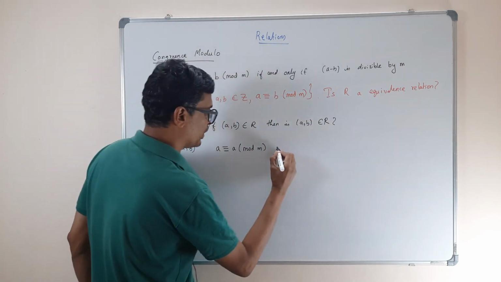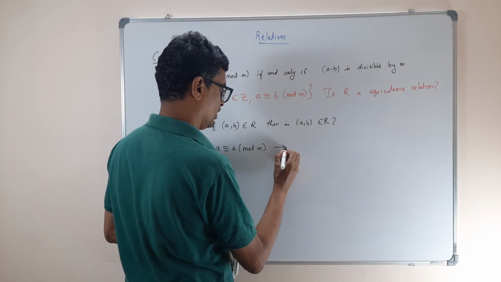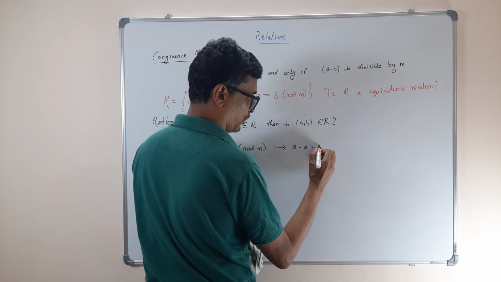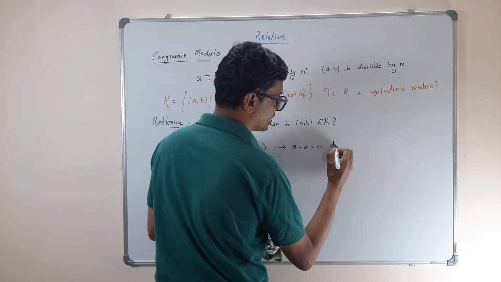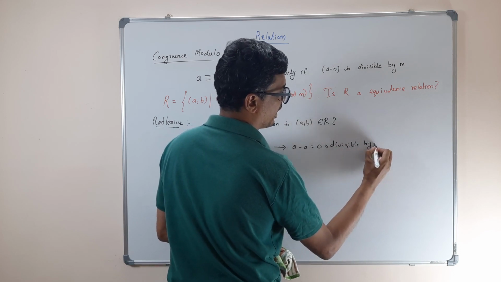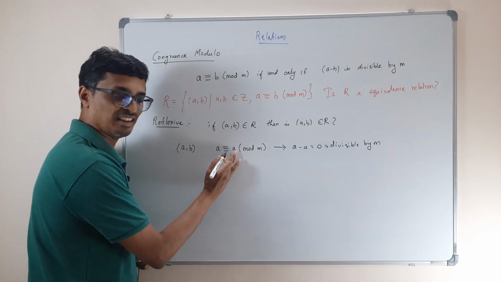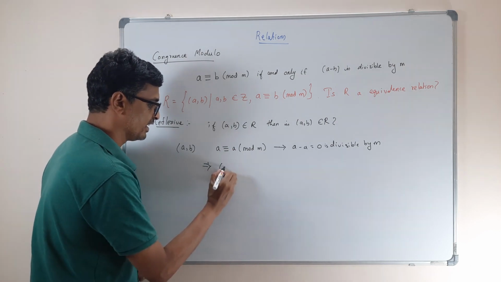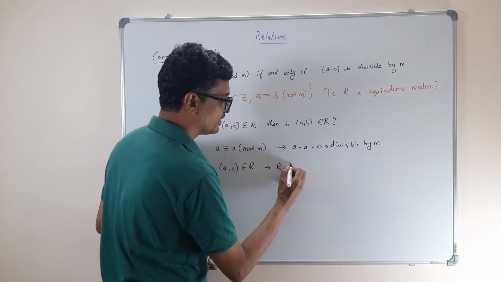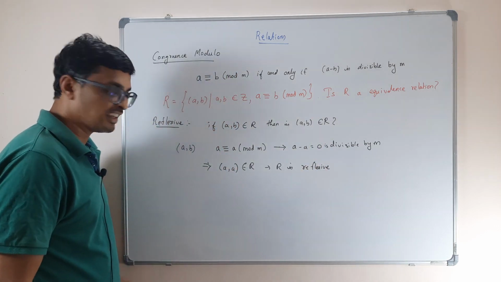Okay. Now what does this mean? This means a minus a is equal to 0, and that is divisible by m. Therefore, a is congruent to a. That means this implies (a, a) is an element of R. So R is reflexive. Correct?